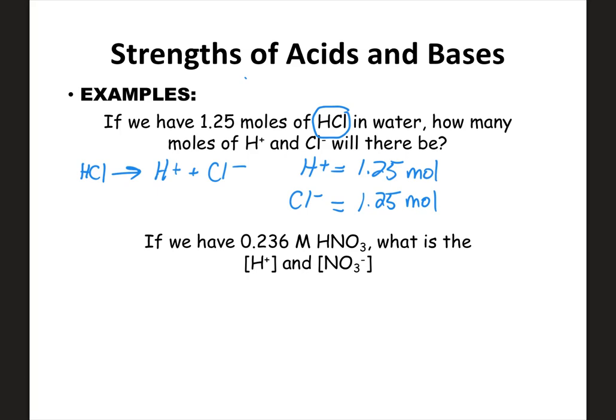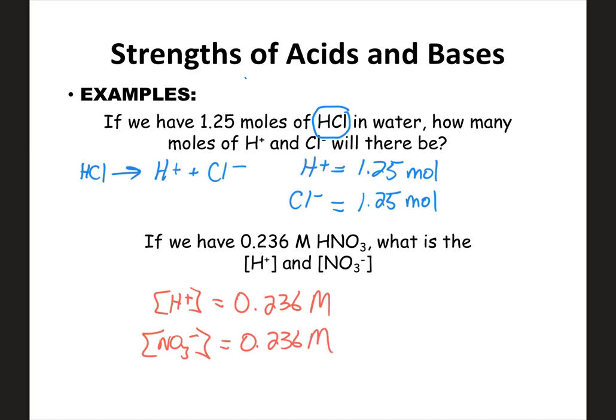So if you know the concentration of the original HNO3, it's 1 to 1, so the concentration of the H+ would be the exact same thing, and the concentration of the NO3- would also be the exact same thing as the original because it's a strong acid and it dissociates 100%. Understanding this idea for these strong acids or bases is very important.